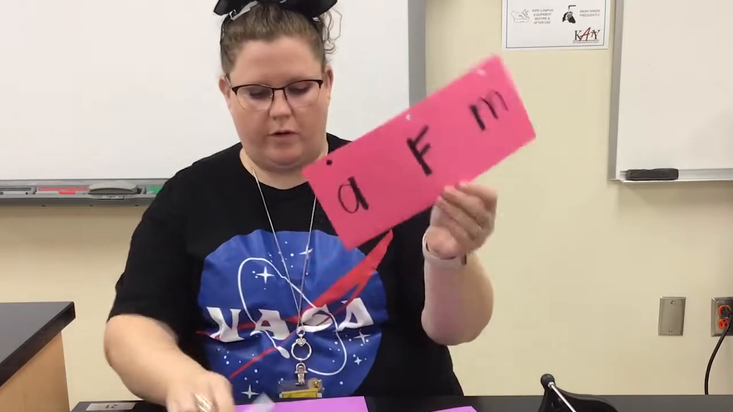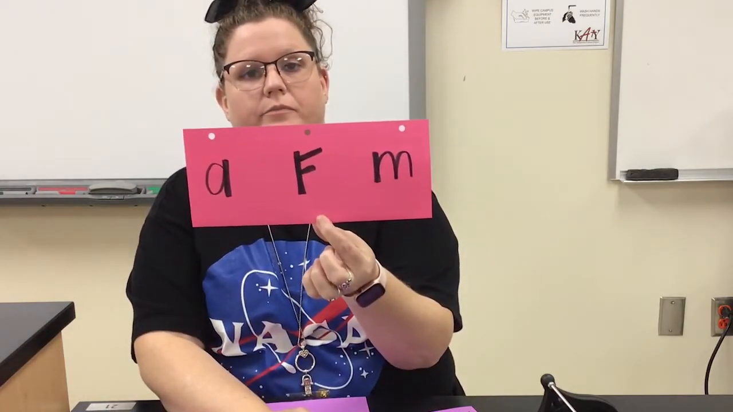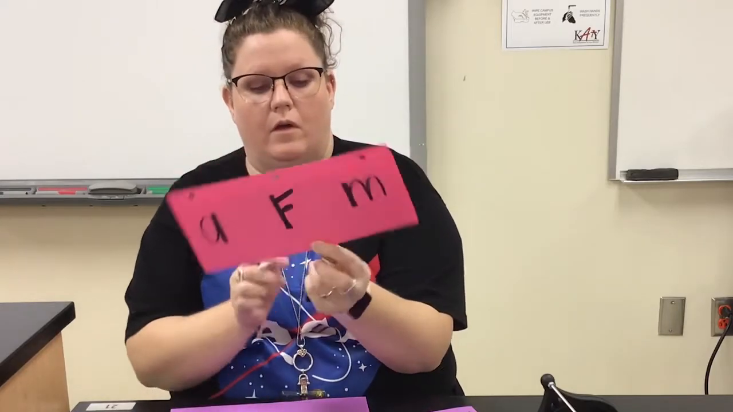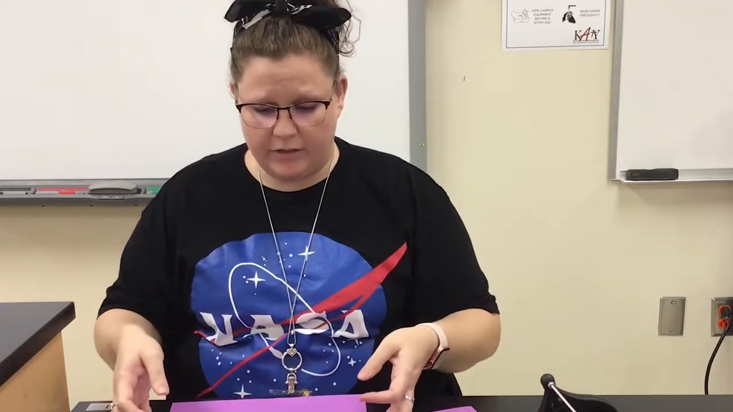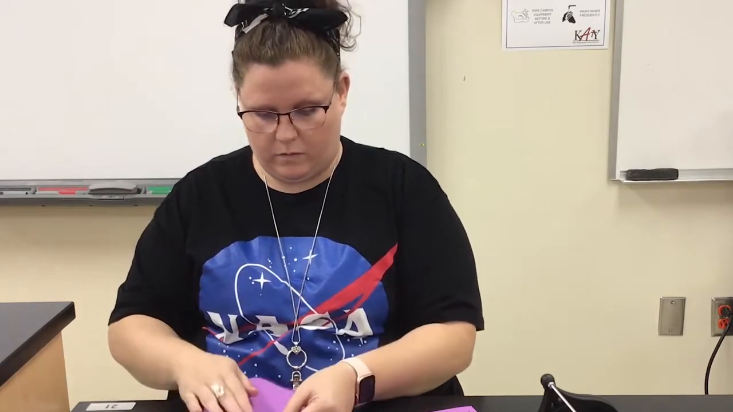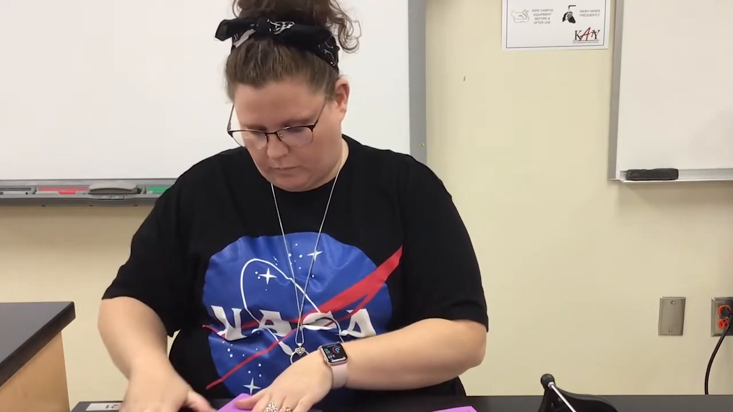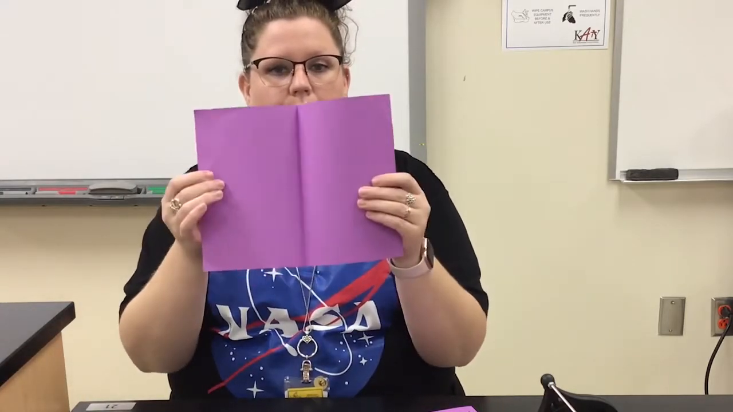So your manipulative should now look like this. For now, we're going to put that one aside, and we'll use that one in just a moment. Next, you're going to take your second sheet of paper, and you're going to fold that one in half, hamburger style, so that you end up with like a book.